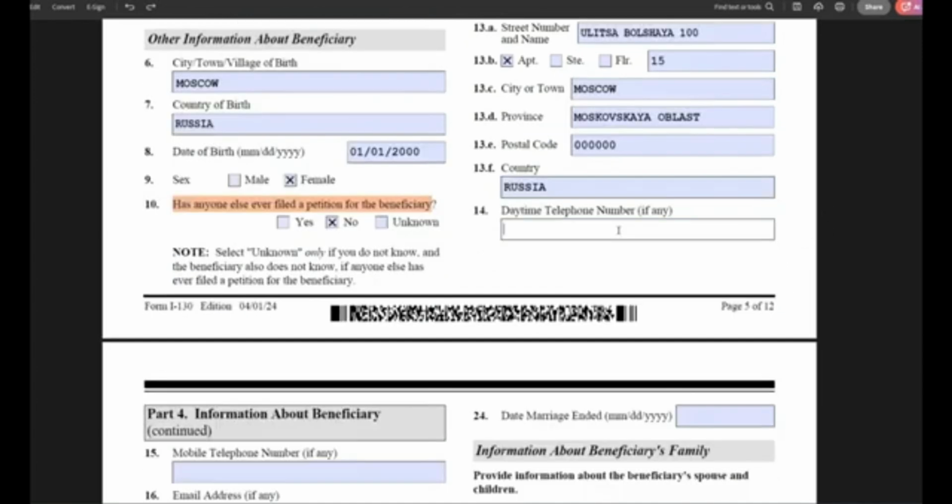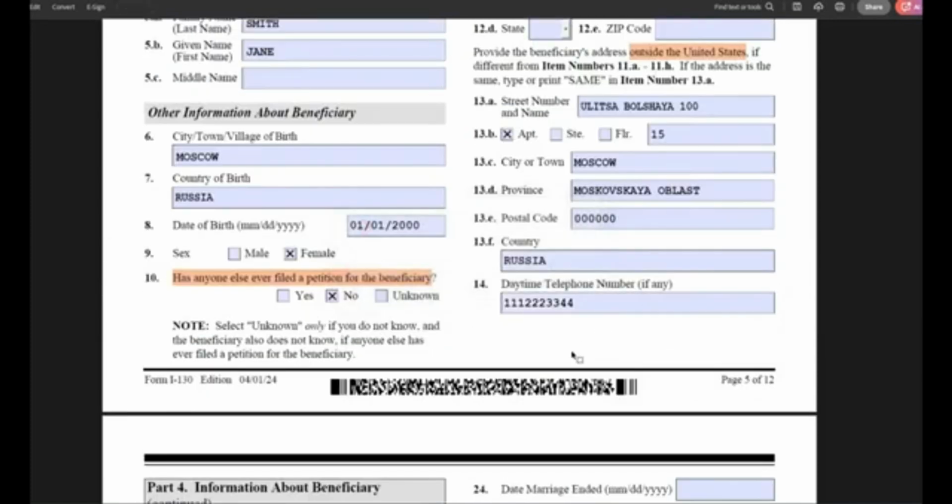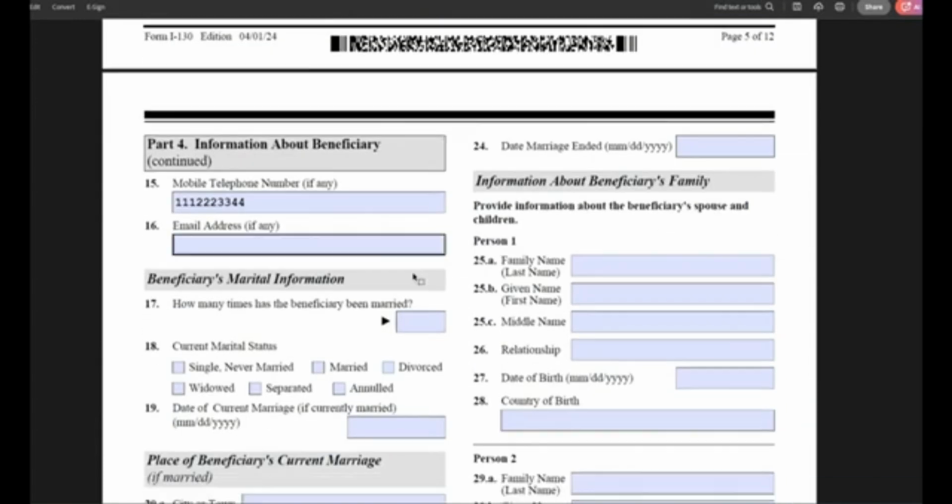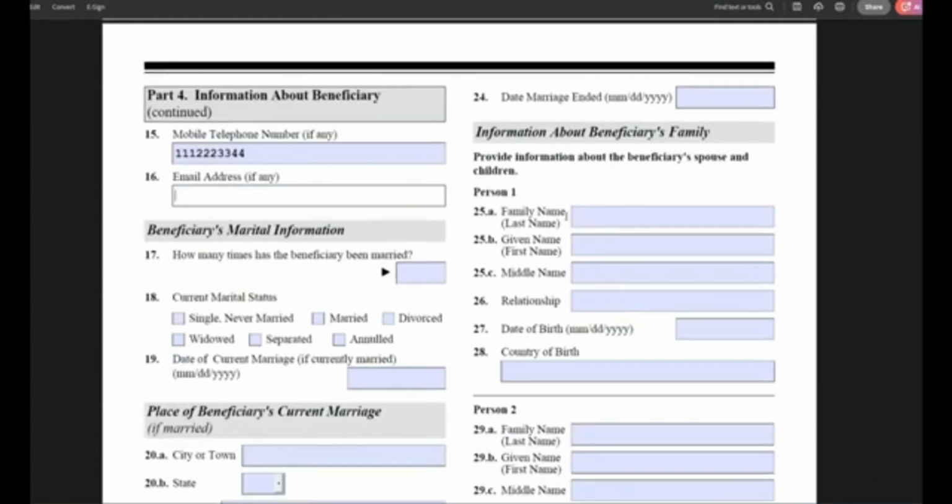Next, provide your beneficiary's daytime phone number. You will notice that sometimes the form will not let you fill out the foreign phone numbers with special characters like the plus sign, for example. In that case, you can again leave this blank and then write it in pen after you print out this application. And provide your beneficiary's email address.